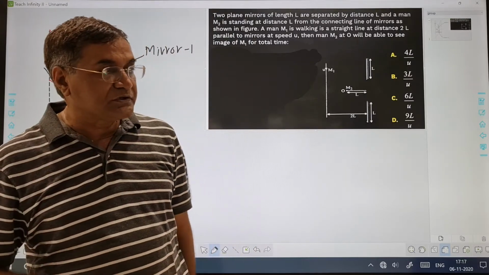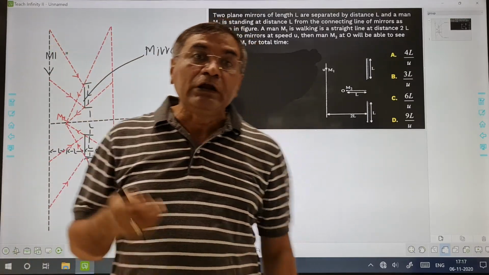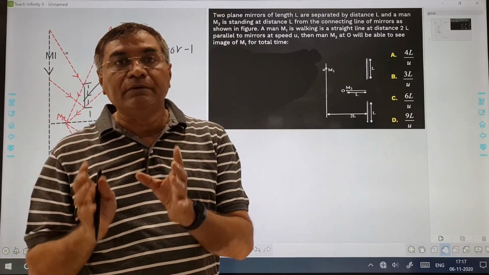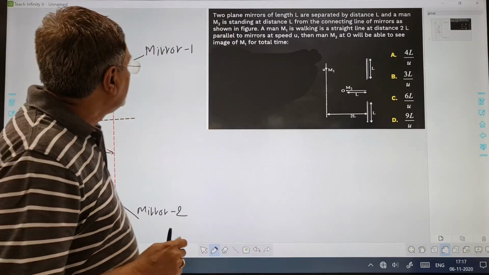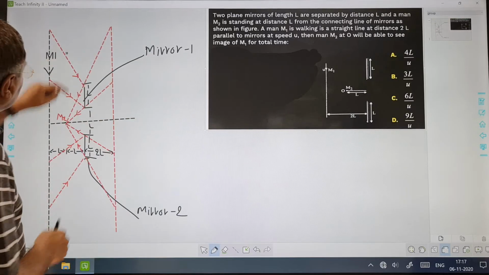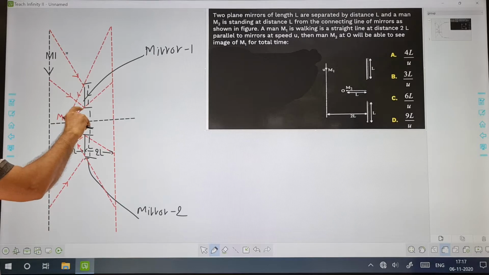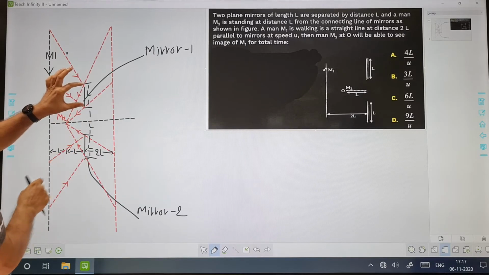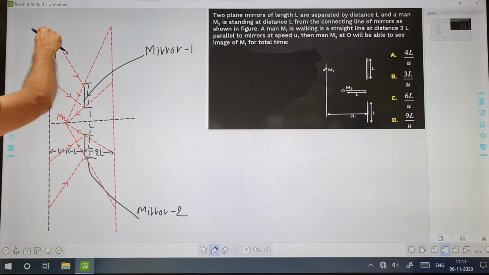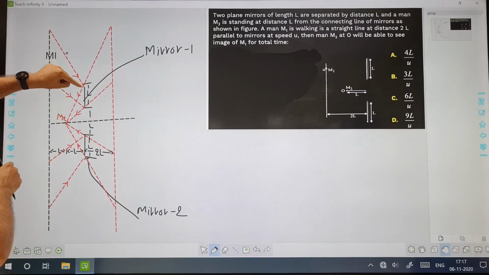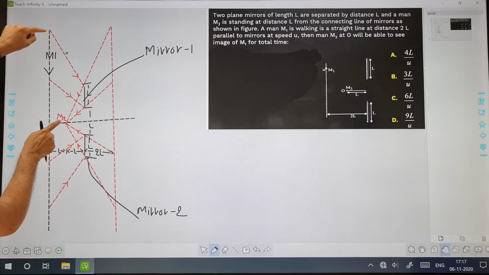And this question is related with the field of view. What is it called? Field of view. In how much space the image is visible. So here we see, this is the upper part of the mirror, this is the lower part, and there is a gap in between, so the mirror will let us see the image within this range, right? So suppose the person is here, then this is the incident ray and this is the reflected ray. So at this position M2 can see.